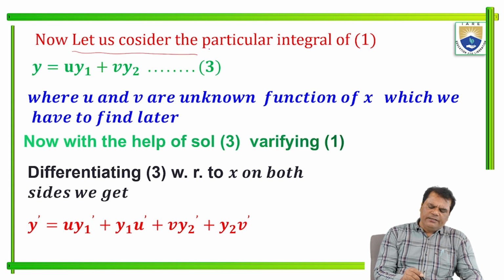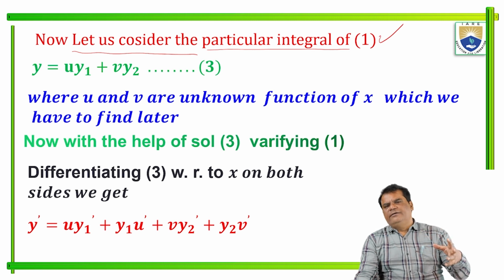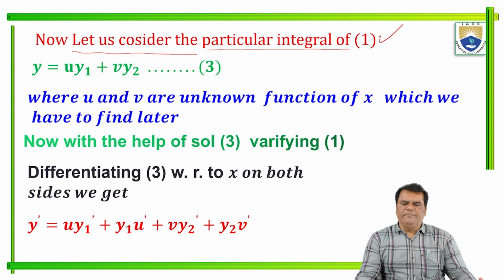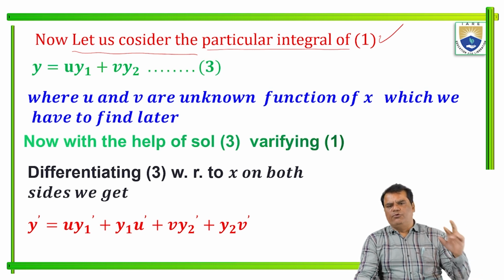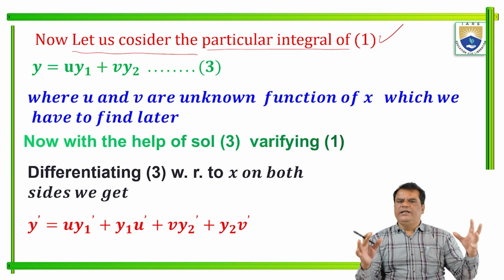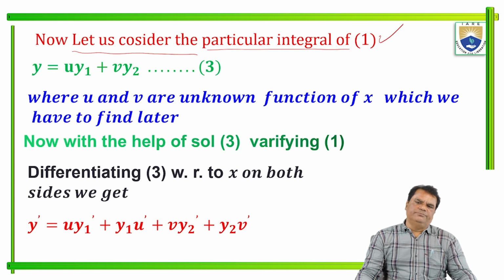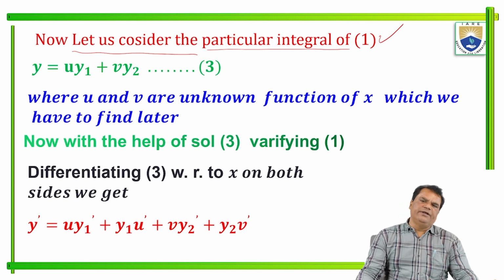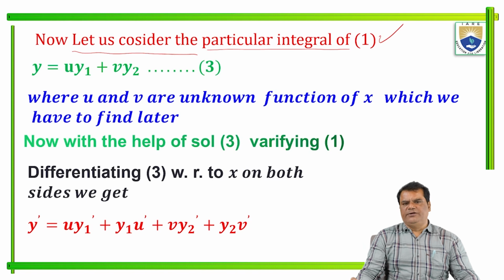Now let us consider the particular integral of equation 1. First of all, we take the complementary function of the given differential equation, that is a y1 plus b y2, where a and b are arbitrary constants, and y1 and y2 are solutions of the differential equation. Our differential equation is of order two, so there are two solutions, y1 and y2. The linear combination of arbitrary constants and solutions, a y1 plus b y2, is the complete complementary function. So the complementary function is y equals a y1 plus b y2.